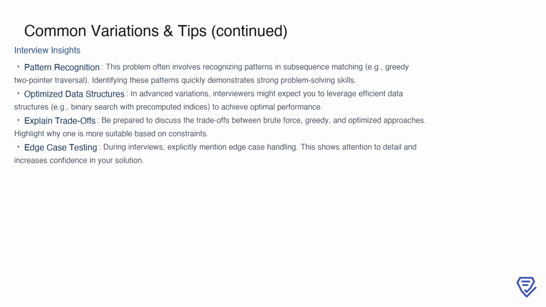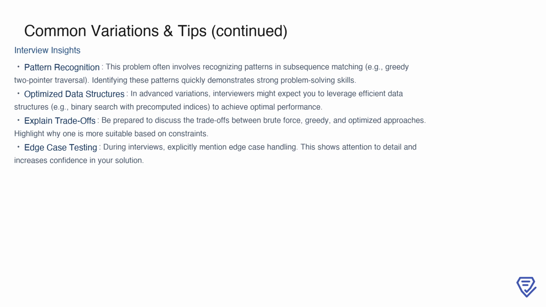In interviews, this problem is an excellent opportunity to showcase your problem-solving skills. One of the key things interviewers look for is your ability to recognize patterns in subsequence matching. For example, a greedy two-pointer traversal is a common approach that demonstrates your ability to apply efficient techniques. Beyond this, you should be prepared to leverage optimized data structures. If the problem constraints require high performance, techniques like pre-computing indices and using binary search can make a difference.